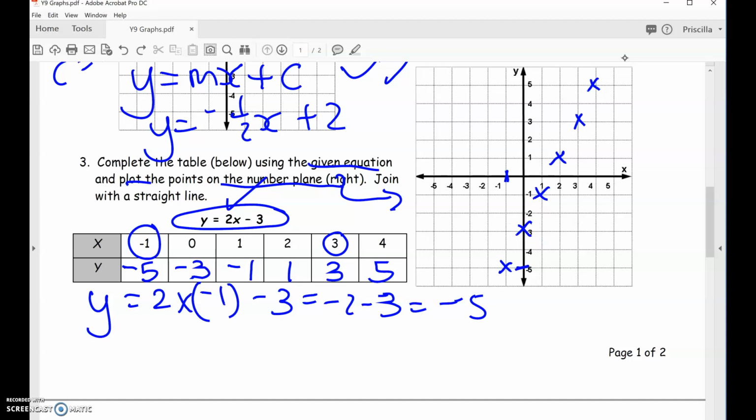So now it says join with a straight line. So notice how I go back to the instructions and make sure I follow them.